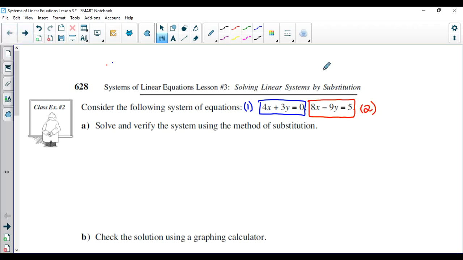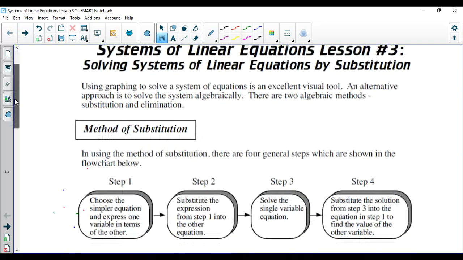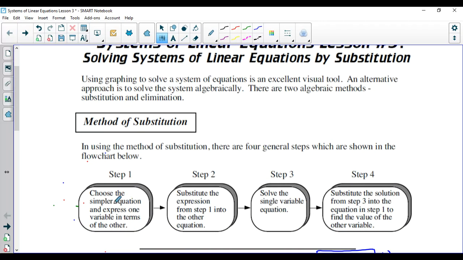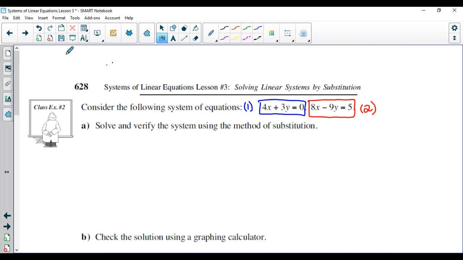Now, the instructions in the procedure say to choose the simpler equation and express one variable in terms of the other. The simpler equation would be the one that has fewer terms. The first equation only has 4x and 3y, so that would be 2 terms. The 0 doesn't count as a term. And then this one would be 8x minus 9y equals 5. That one has 3 terms. So I'm going to start off with this one. It's a little bit simpler compared to equation number 2.